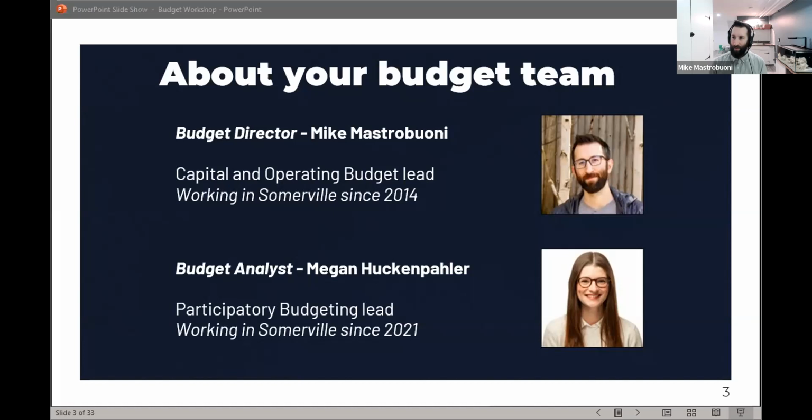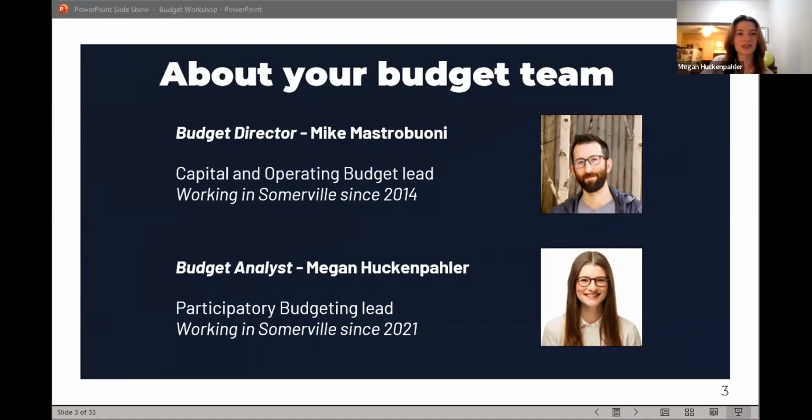And we also have Megan here. Megan, if you want to introduce yourself. Hello, folks. My name is Megan Huckenpaller. I'm the budget analyst working for Mike. I am the lead on participatory budgeting, as well as supporting Mike in the operating budget and all else related to finance. I've been with the city a little over a year now, and this will be my second budget.